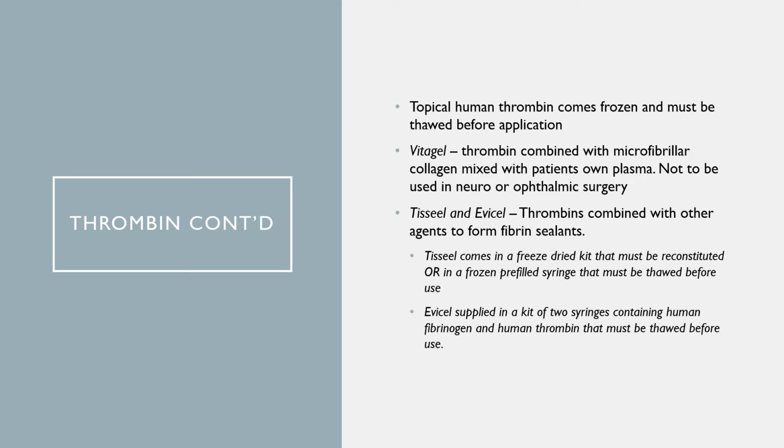Right, then we have Tisiel and Evasil. Thrombins are combined with other agents to form fibrin sealants in these. Tisiel comes in a freeze-dried kit that has to be reconstituted, or it comes in a frozen pre-filled syringe that needs to be thawed before use. And Evasil is supplied in a kit of 2 syringes, one containing human fibrinogen and the other containing human thrombin. Those both are also thawed before use, and then they come with a sterile delivery system that is delivered to the back table. Okay, Tisiel and Evasil are our other 2 very common thrombins that we use.